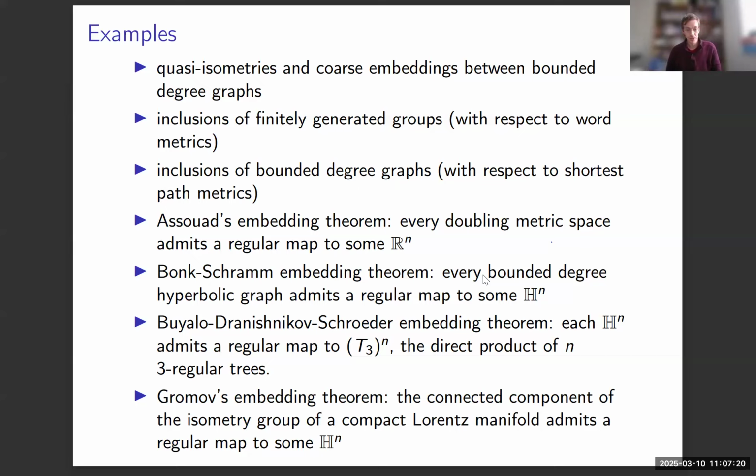Assouad's embedding theorem for doubling metric spaces. The Bonk-Schramm embedding theorem gets you hyperbolic graphs into real hyperbolic space. And Buyalo-Dranishnikov-Schroeder will get you real hyperbolic space into a product of three regular trees. I'm particularly interested in these results because they're very, very strong and very, very useful. And so you'd like to know in what sense they are optimal. Are they the best types of embedding we could have? That's where my interest in regular maps lies.